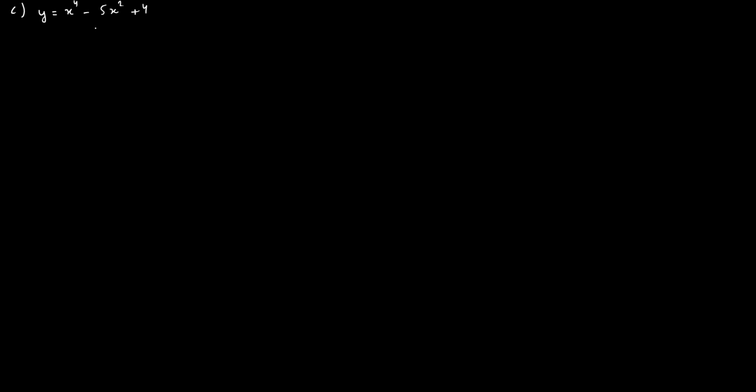And again, you see that the biggest power of x is obviously greater than 2, so we cannot just use our discriminant. But in this case, you can be smart and say t is equal to x squared, and then you can just apply your discriminant immediately. So let's do that. You can say y is equal to t squared minus 5t plus 4.